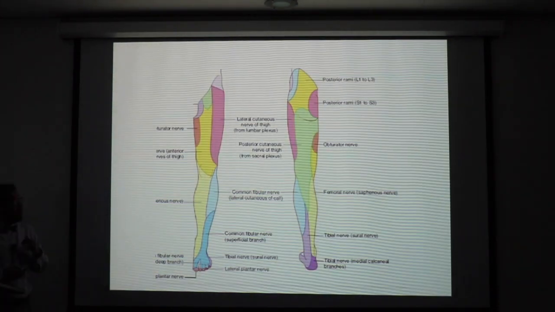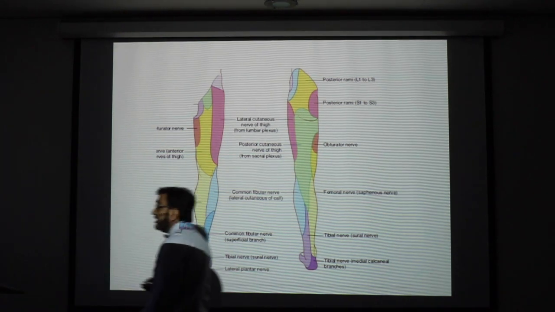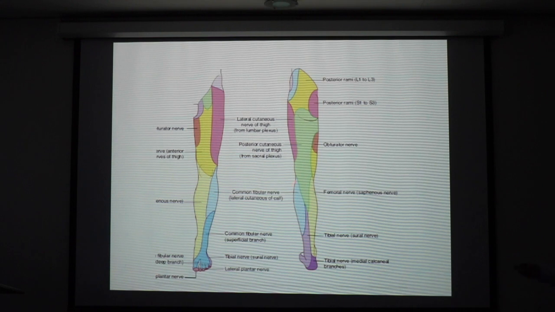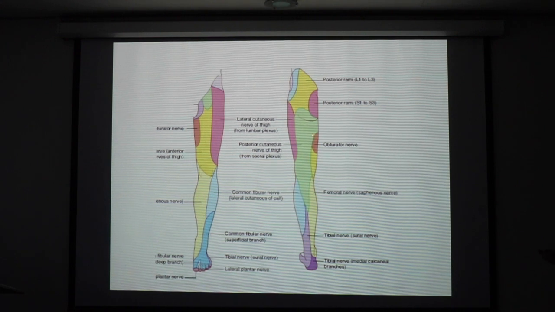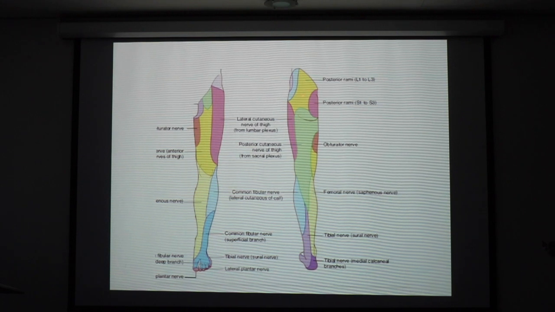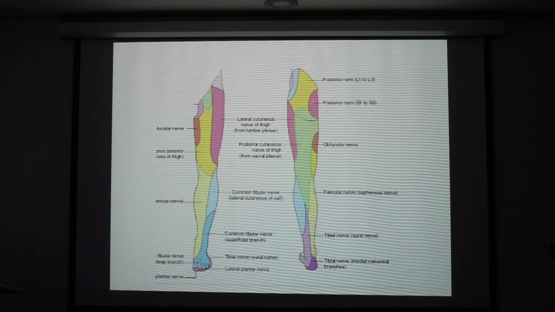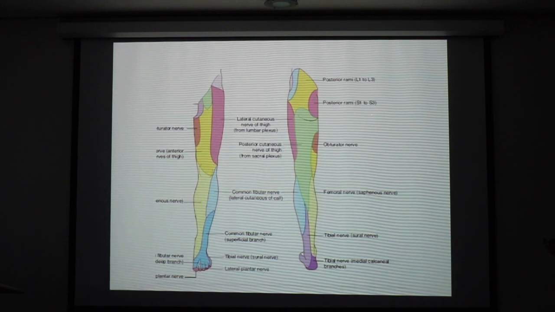This is the diagram showing you some of the cutaneous supply. We have already talked about the cutaneous supply in the front of the thigh. This is the cutaneous supply on the back of the thigh. So what you are seeing here, the upper part of the gluteal region is supplied by posterior rami of L1 to L3, while this lateral part is supplied by the posterior rami of S1 to S3.